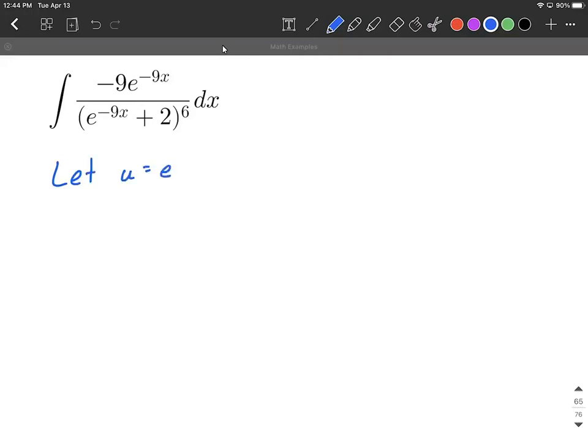In the denominator, I noticed that we have that whole set of parentheses raised to the exponent. So that makes that the inner function. So I'm going to let u equal e raised to the negative 9x plus 2. And from there, we're going to be able to replace all of this with a u in just a second.